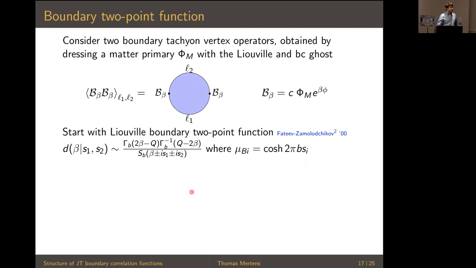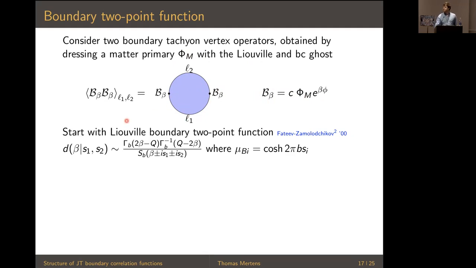So now let's apply this to the case where we will be able to make contact with these calculations in JT gravity, which will be the boundary 2-point function in Liouville gravity. What we will consider is two boundary tachyon vertex operators in this string theory model, which you get by dressing a matter primary field that I call phi m, conventionally with the Liouville boundary operator. So this is just a standard thing you would write down in string theory. These are the boundary tachyon vertex operators in this model. I add two of them at the boundaries of this disk, and I separate them by fixed length segments.